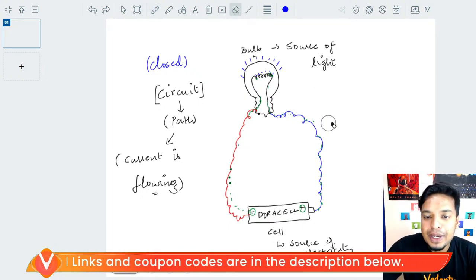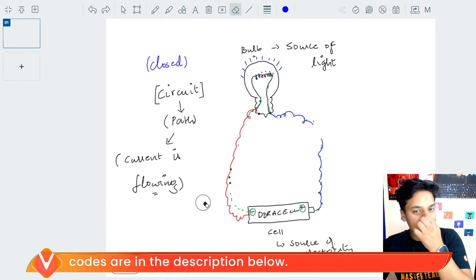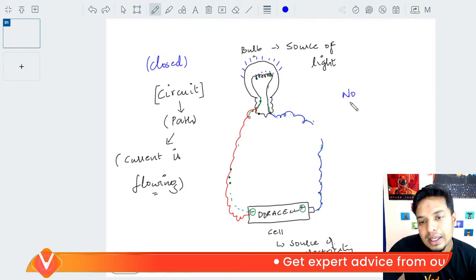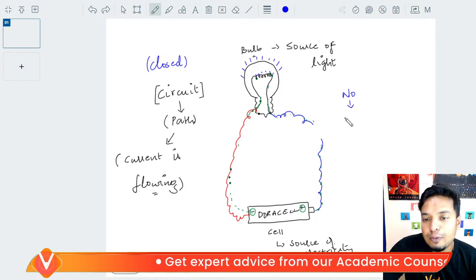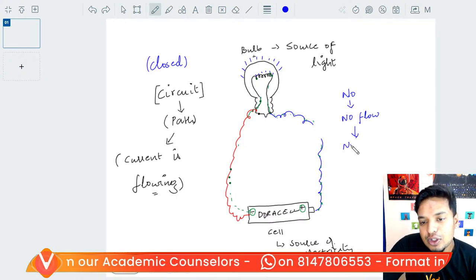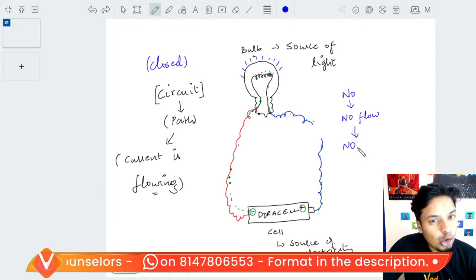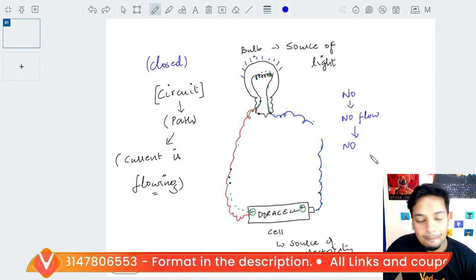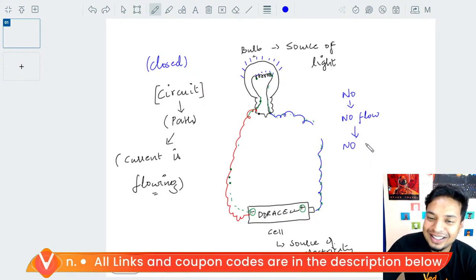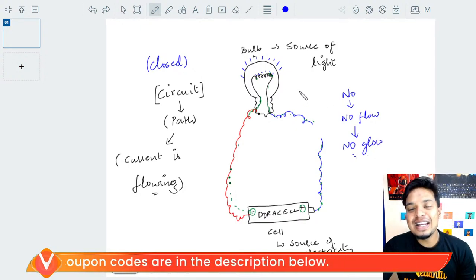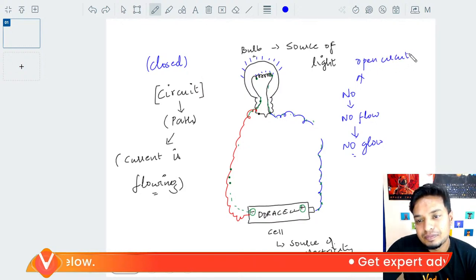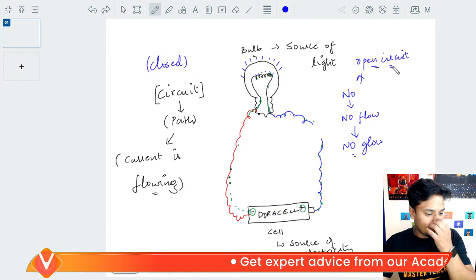Now what if I break this wire here, guys? Will the bulb glow now? If I break the wire, will the bulb glow? No. Why? Because the current is not flowing. If there is no flow, there is no glow. Come on, guys. No flow, no glow. Okay, it's an open circuit. This type of circuit is called an open circuit. Understood, guys? Very simple, everybody.